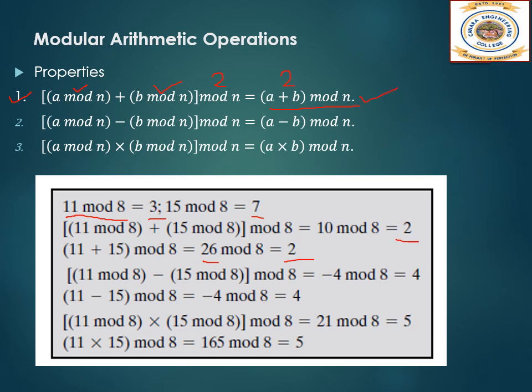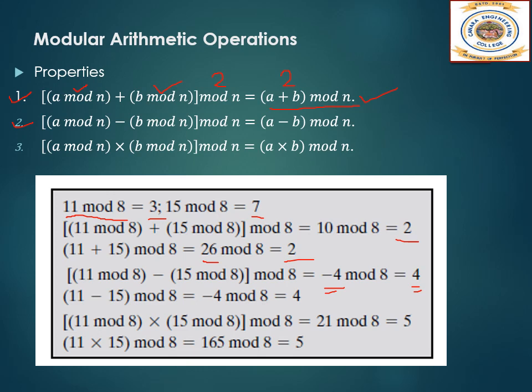Let us go to property number 2. So with the same 11 and 8, we will do this. So 11 mod 8, we know how much it is? 3. 15 mod 8, how much is it? 7. So 3 minus 7 is how much? We get it as minus 4. So I need a positive answer over here. So what do I do? I do minus 4 plus 8. I get it as 4. Okay. We always take positive answers here.